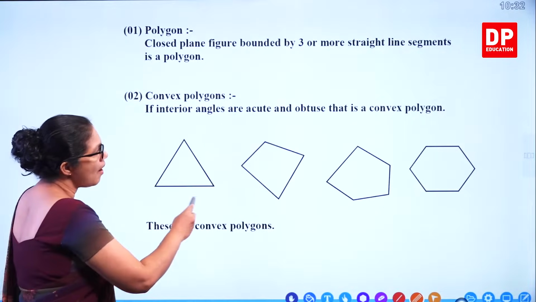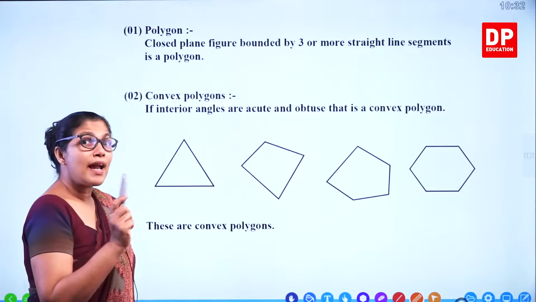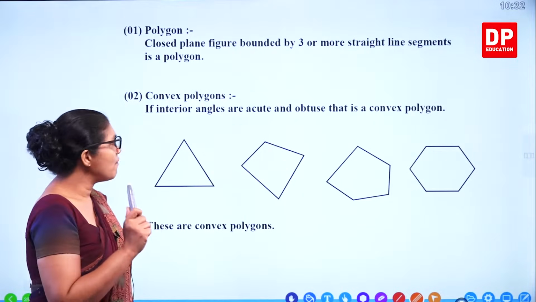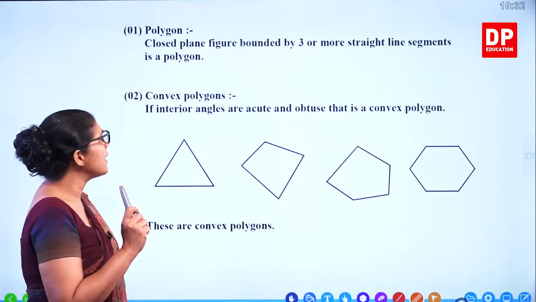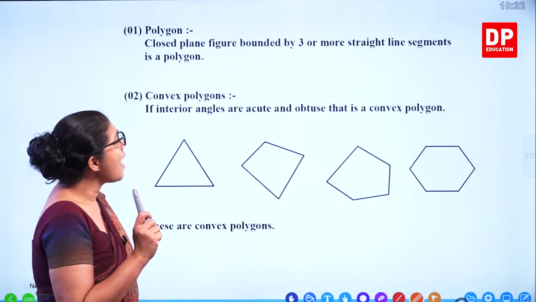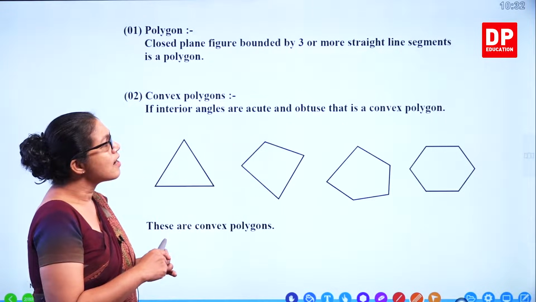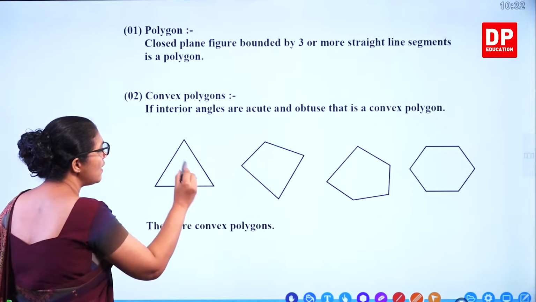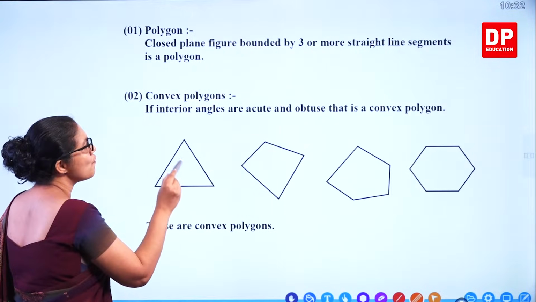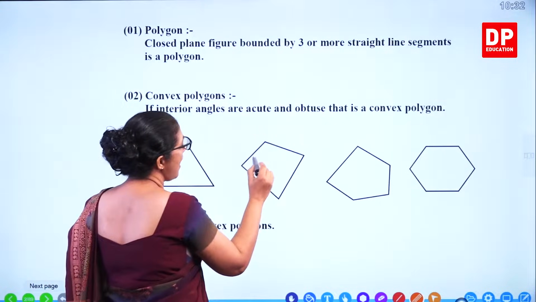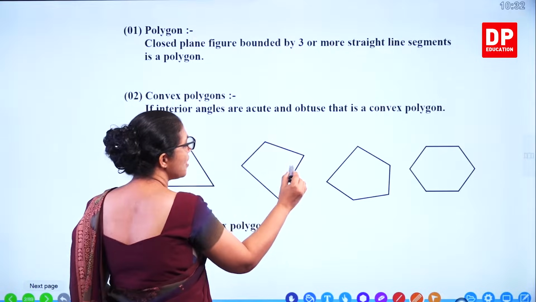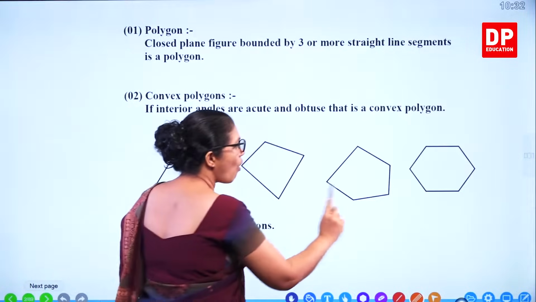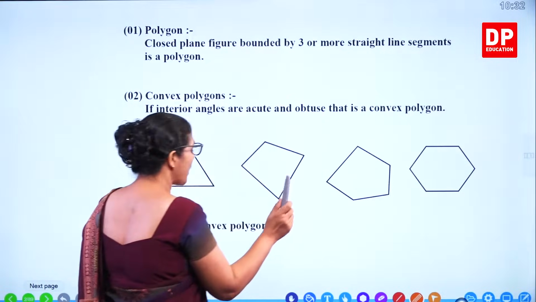So these all are polygons. So then you can divide polygons also, convex polygons and concave polygons. So what are convex polygons? If the interior angles are acute and obtuse, that is a convex polygon. So when you look at interior angles, here these are all acute angles. So this is a convex polygon. This is acute and this can be obtuse, acute and only obtuse angles. So these are convex polygons.